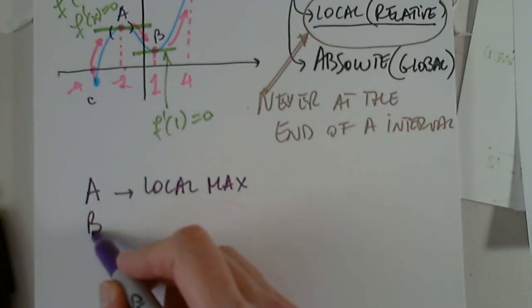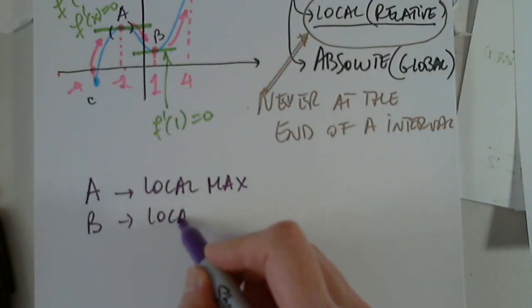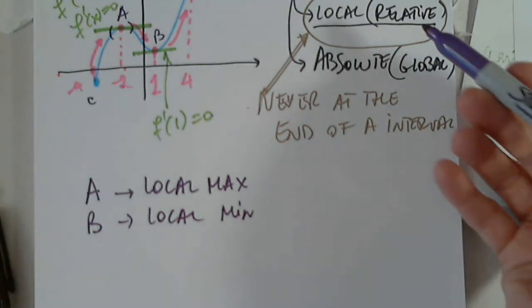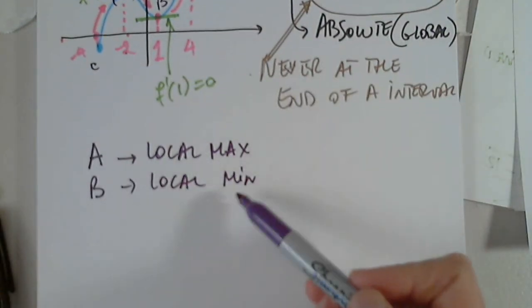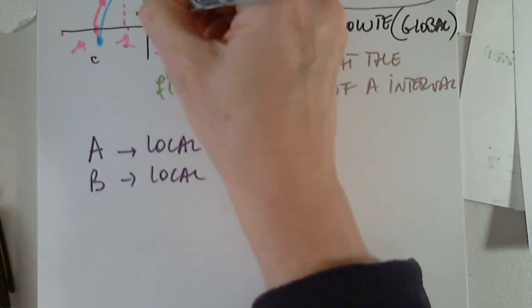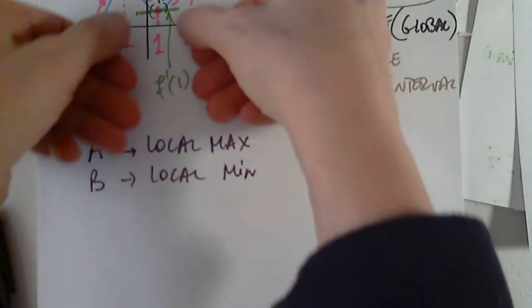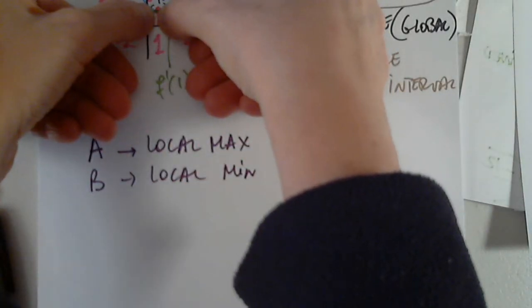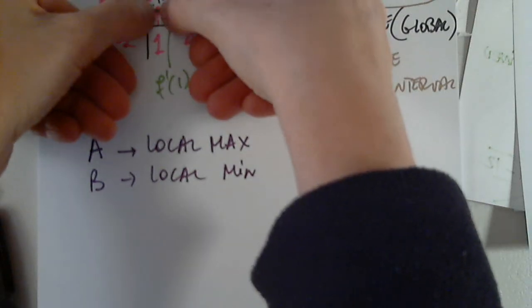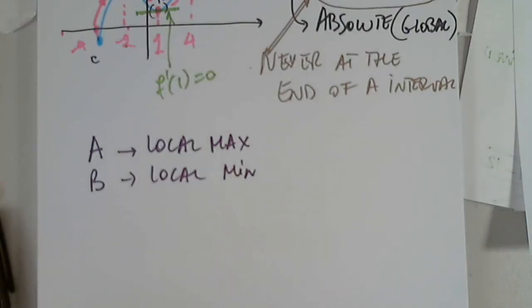Also B is a point of local min. If you prefer relative, you can say relative max, relative min. Why? Because again, I can show the open interval and the function values are at least equal to or greater than that value at 1.